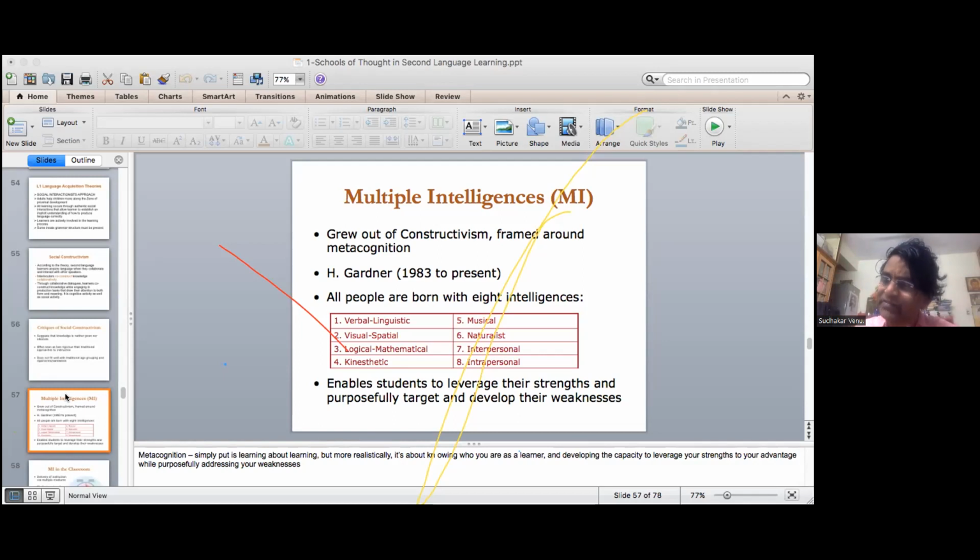Gardner's definition of intelligence itself is not so scientific in one way. I don't know what is science. That itself is always questionable.